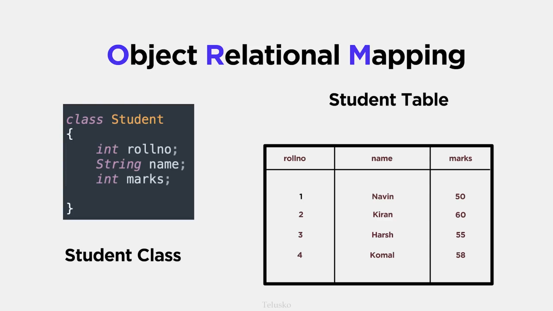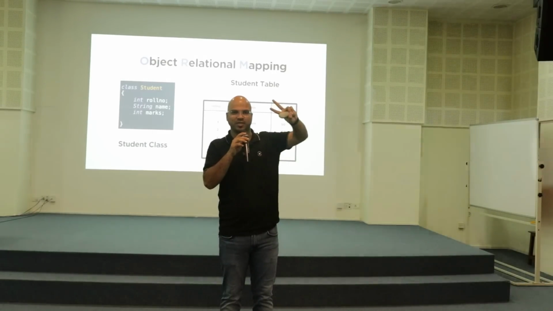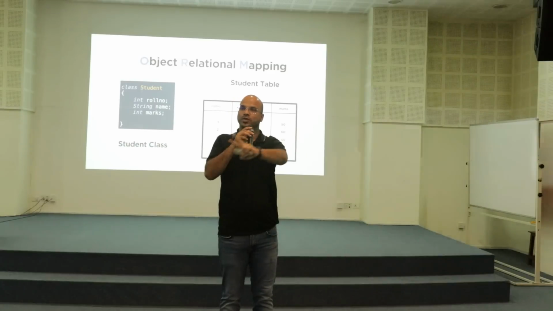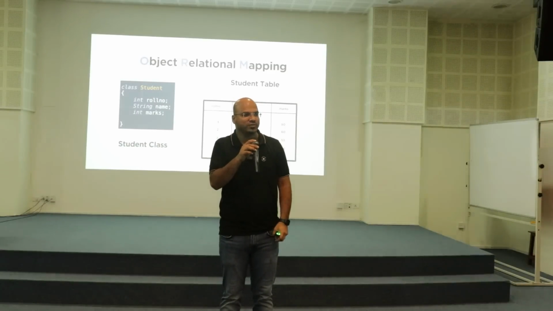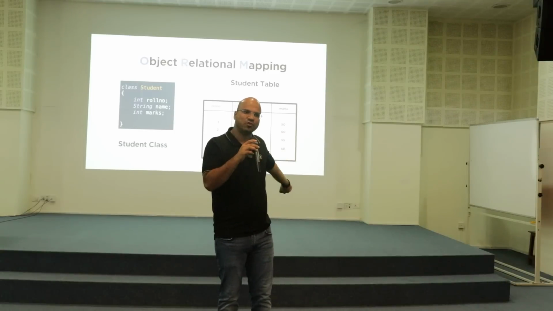Okay, let me give you a hint. In one table, how many rows can we have? Any number of rows, right? For one particular class, how many objects can we create? Any number of objects. If I create two objects, those are my two rows, because every object will have different data. Everyone there with me? Yes. That's the magic of ORM.